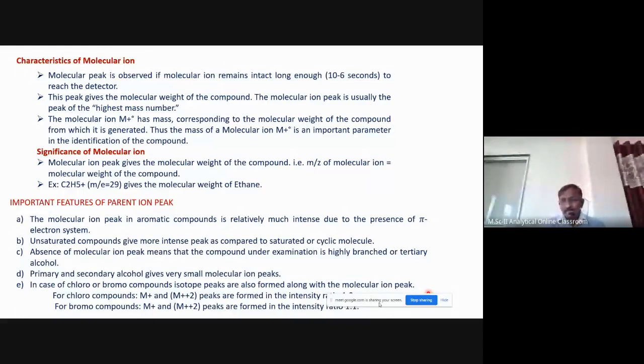Generally we know that the intense peak is the base peak, but here the base peak is not always the same as the molecular ion peak. In some cases the molecular ion and base ion peak are the same, but in so many examples the most intense peak is a base ion peak. So the molecular ion peak is different from the base peak. That part you already learned in the first year.